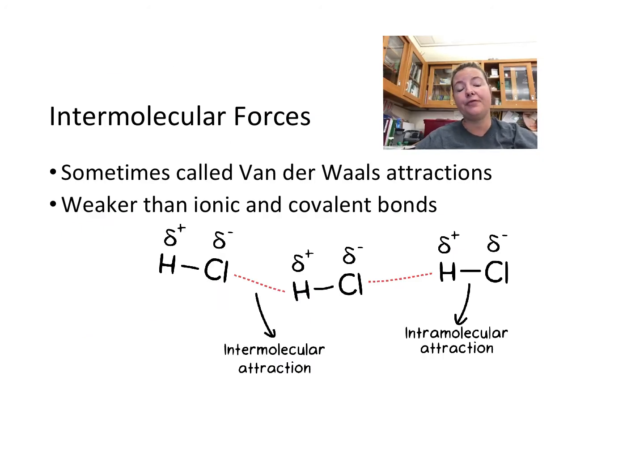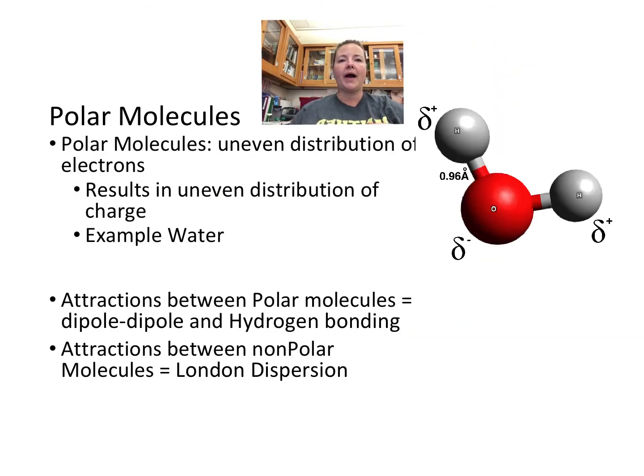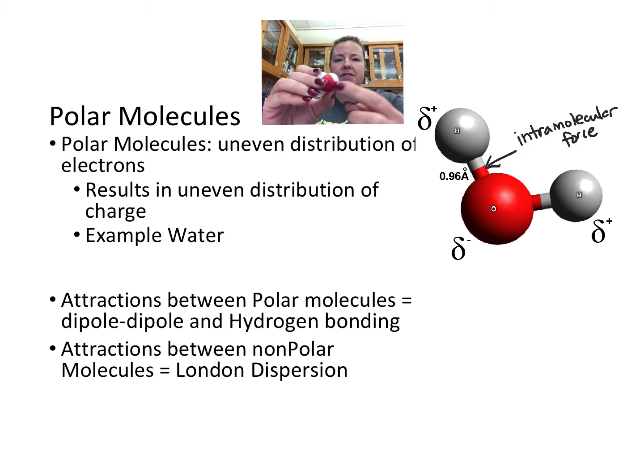So intermolecular forces, sometimes they're called van der Waals attractions. They are much weaker than those intramolecular ionic and covalent bonds. So again, this is just another image pointing out for you where the intermolecular attraction is versus the intramolecular attraction. So make sure you can distinguish the difference between both of those. So I have here two models of water molecules. And so remember that those intramolecular forces are going to be the forces that hold this molecule together between the hydrogen and the oxygen atom.